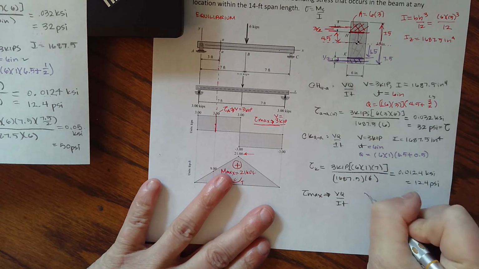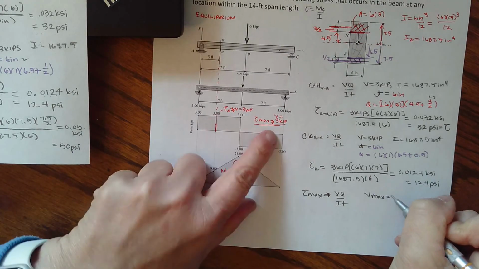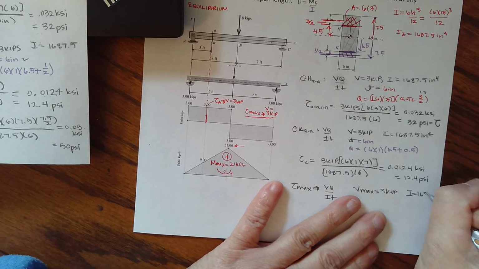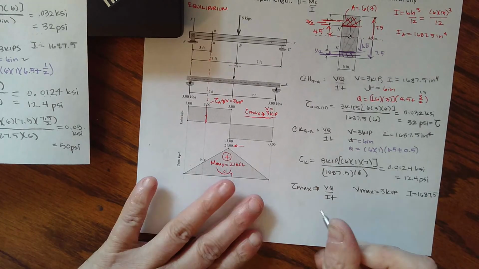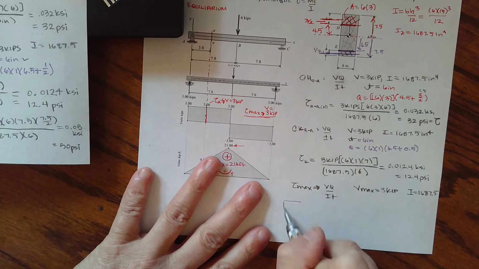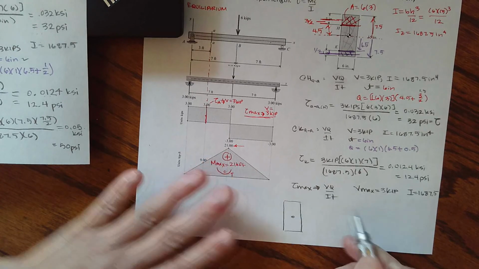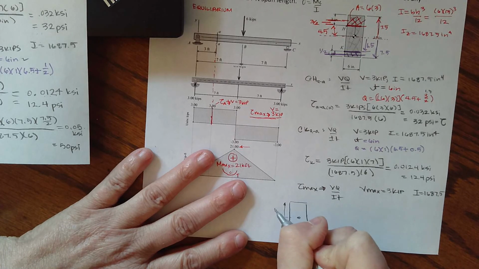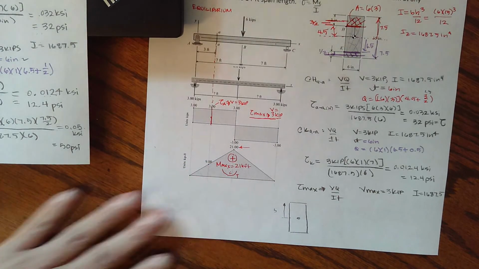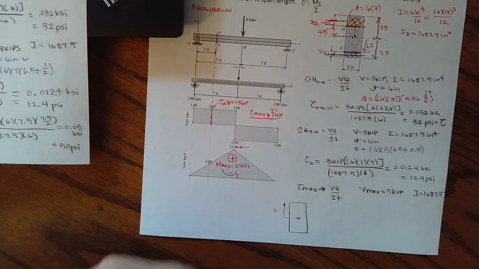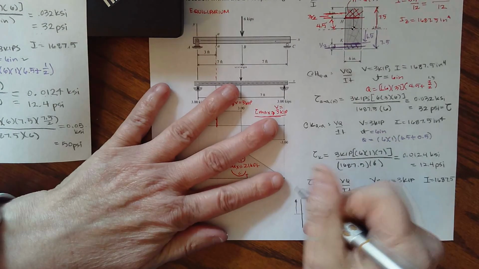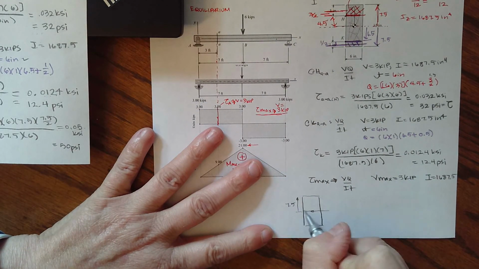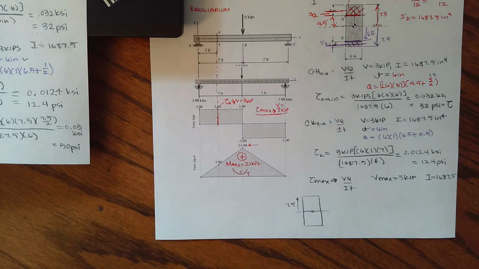Now, if I want to find my maximum shear stress, that is going to occur, again, VQ over IT. I have to find my maximum shear, which we already found was 3 kips. My I is still 1687.5. So now when I'm looking at this, let's just draw the little segment down here. I know that the centroid is there, and I know that it's going to be 7.5 inches up. So I have 7.5 inches up, and the maximum traditionally occurs at the centroid because we have the most area above or beyond that we're looking at.